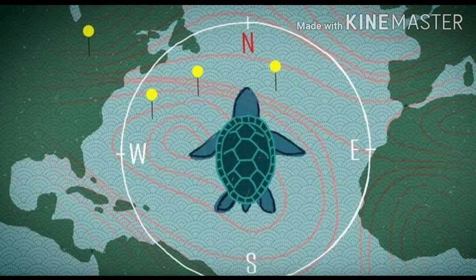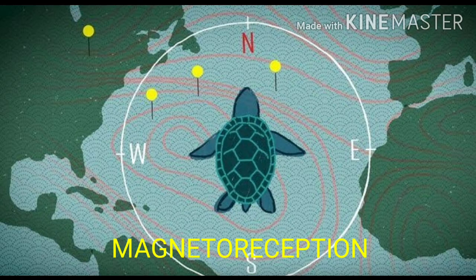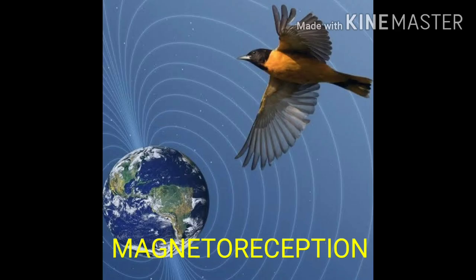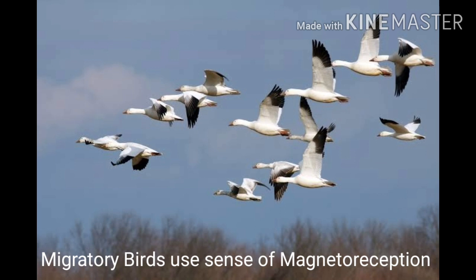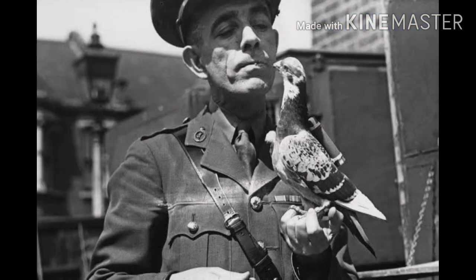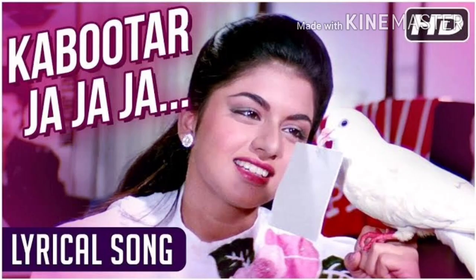Earth's magnetic field is also sensed by some organisms like turtles, pigeons, and fishes who use it for orientation and long distance navigation. This phenomena is called magnetoreception. Many migratory birds use this sense of magnetoreception to travel long distances accurately. During World War II, pigeons were used for delivering important messages. You all must have heard this famous Bollywood song, so now we understand the science behind it.